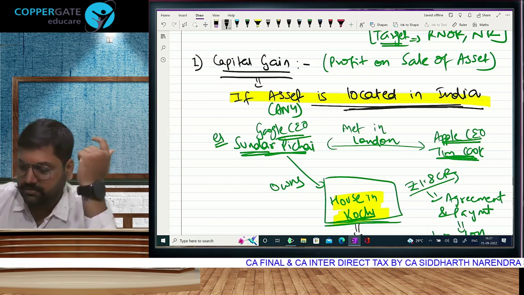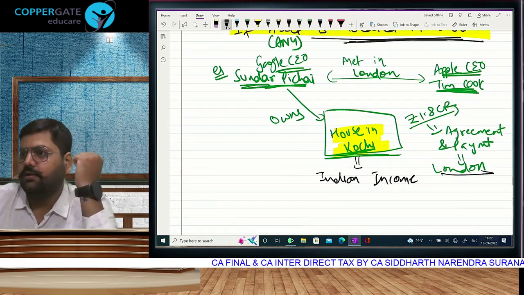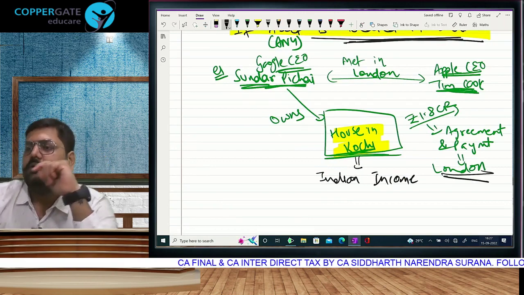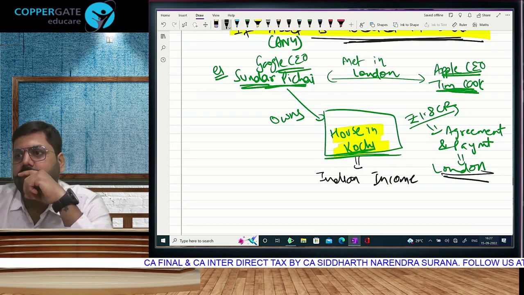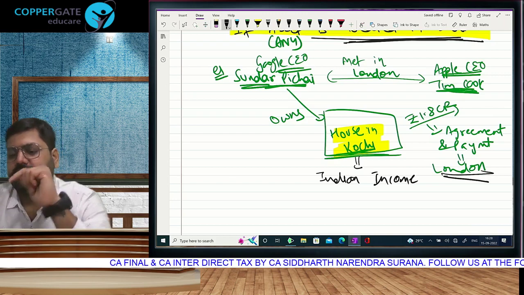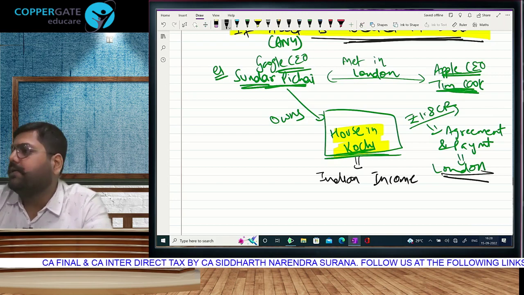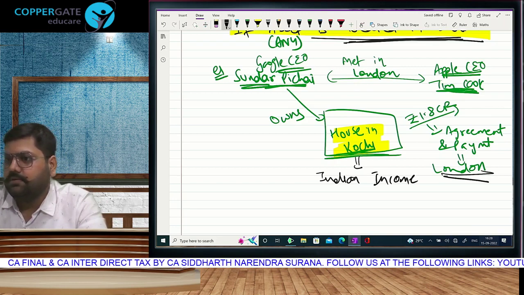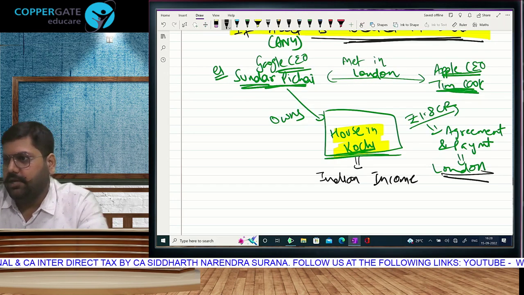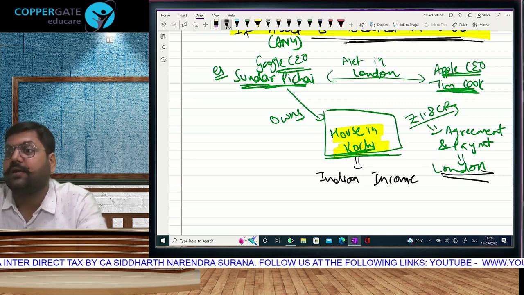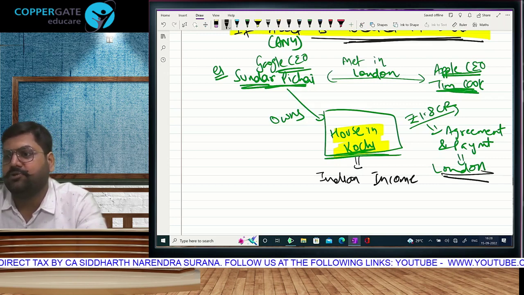That means the income has arisen. Where has the income arisen? Outside India. Where was the payment done? Outside India. Right, but it will be treated as Indian income. If there is sale of any asset located in India, it will be treated as Indian income, irrespective of payer, irrespective of place of agreement, place of payment.